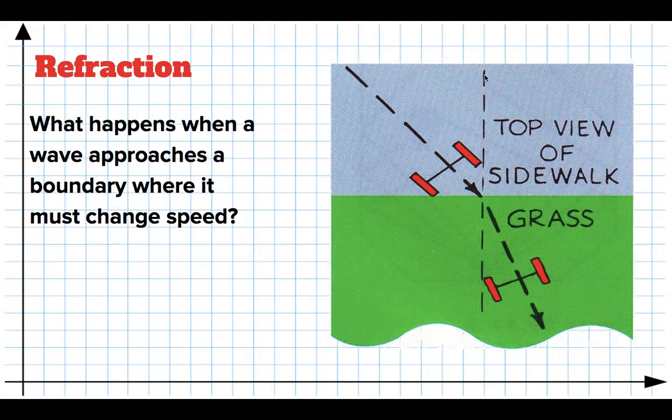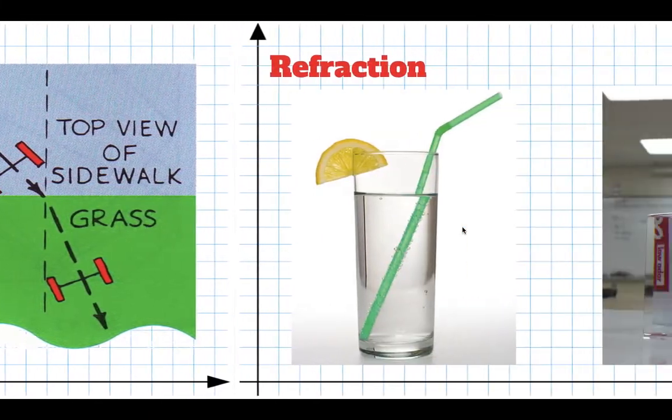Now, you can imagine if this wagon wheel was coming straight down, both wheels would hit the grass at the same time and it would slow down, but it wouldn't change directions. But the bigger the angle of incidence, and we're going to measure the angle of incidence as the angle between the normal here and the direction it's traveling, so that's the angle of incidence, the bigger that angle of incidence is, the more it will bend, or the more it will change directions. We call this change in direction refraction, and it happens with light waves too.